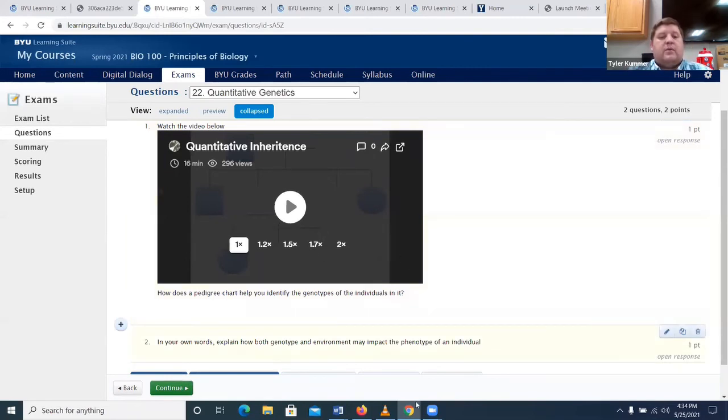Okay. And so we can use those patterns, just like we were doing with Jack and Jill, to determine the genotypes of the individuals involved. That's going to be really helpful in determining that. So you'll see that on the genetics packet. There'll be things like that in there.